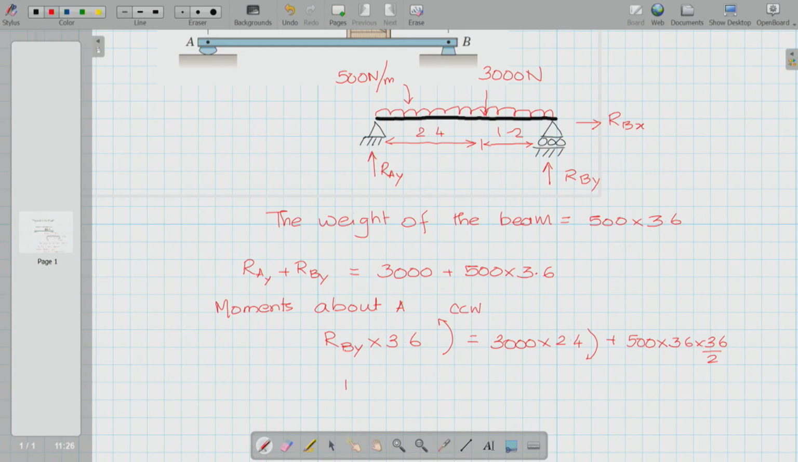So from solving the above equation, you get RBY equal to 2900 Newton and RAY equal to 1900 Newton. You will have RBX to be 0 because the net force along the x direction is zero.